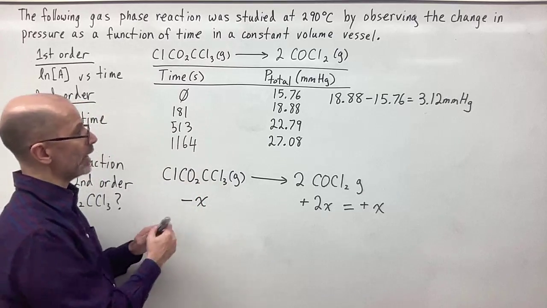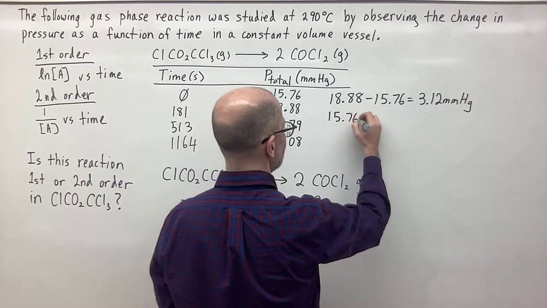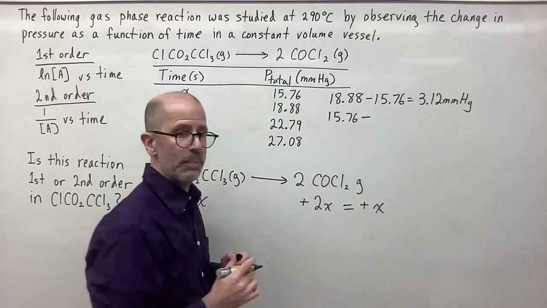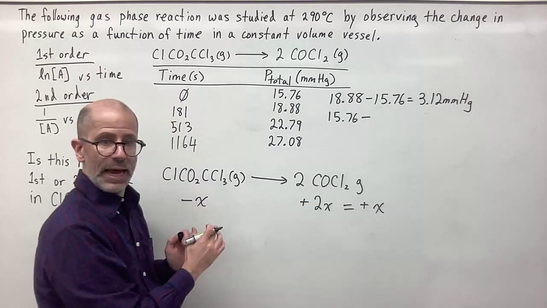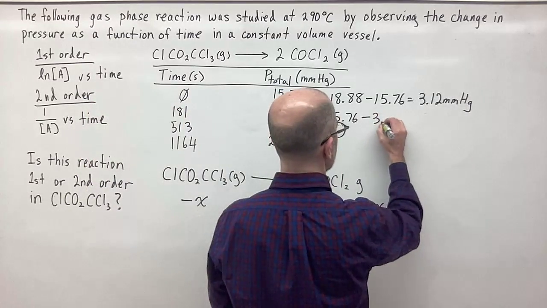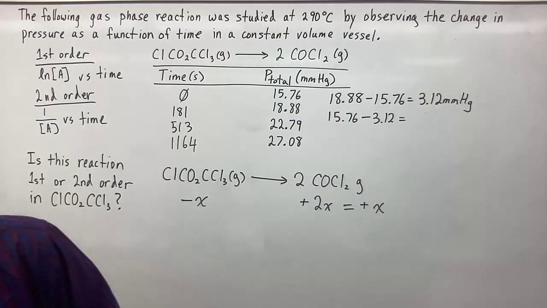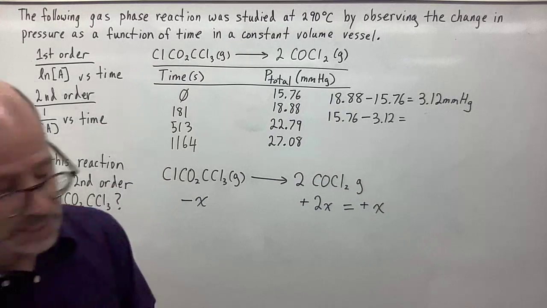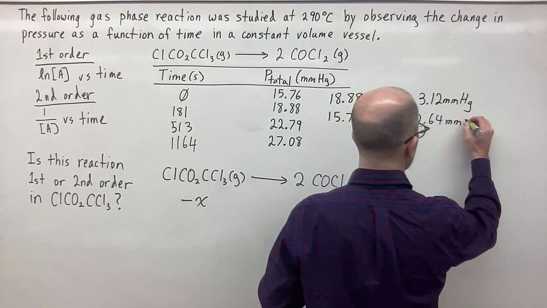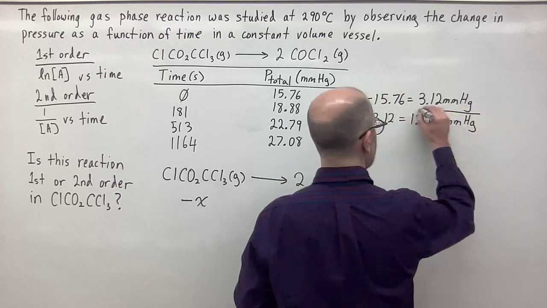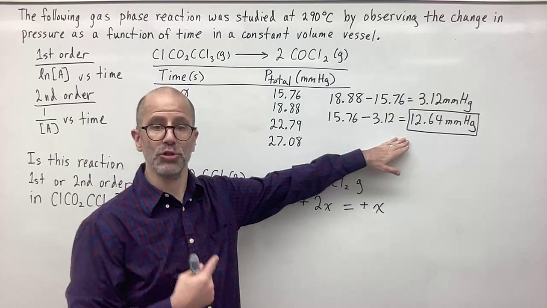So now I go back to the 15.76, and I subtract the 3.12 from that, because that's the amount I lost. And when I subtract that, I get 12.64 millimeters of mercury. And this is the amount of pressure that's left over due to my reactant.